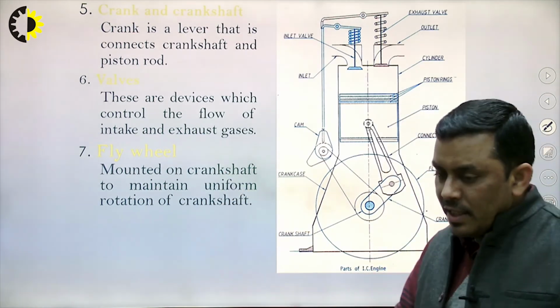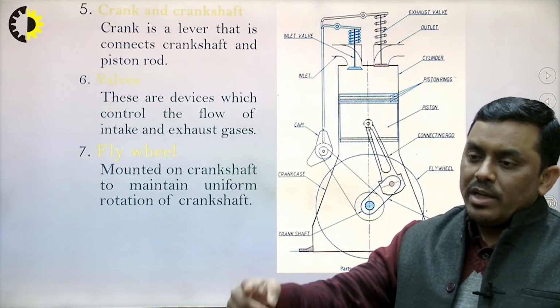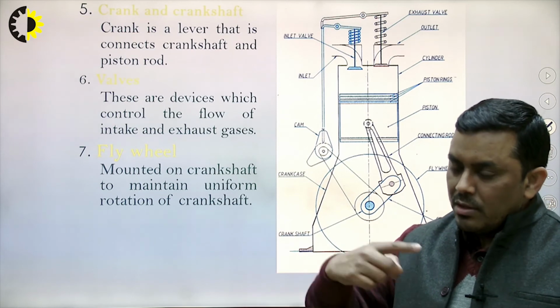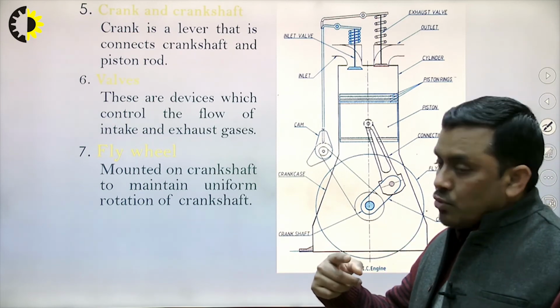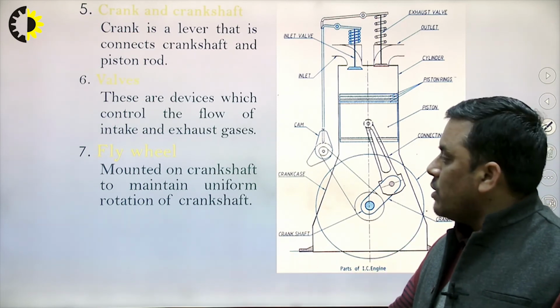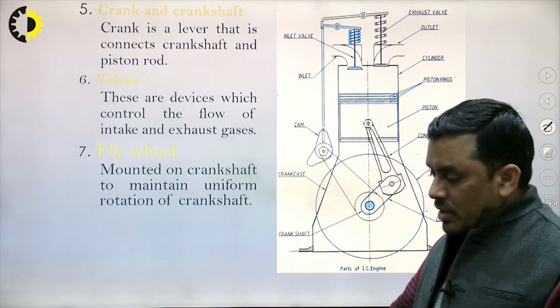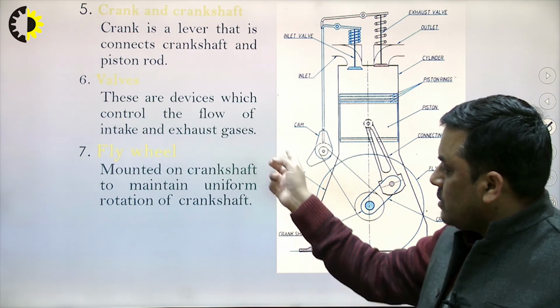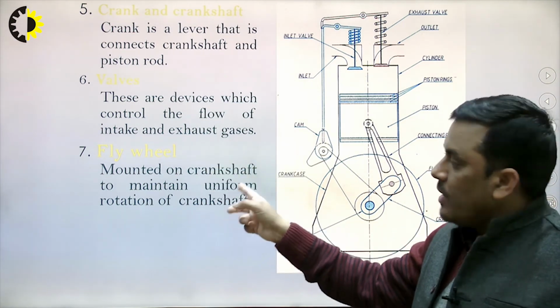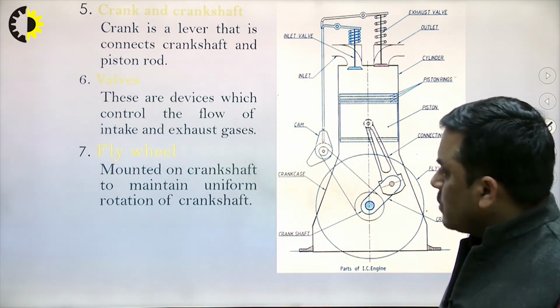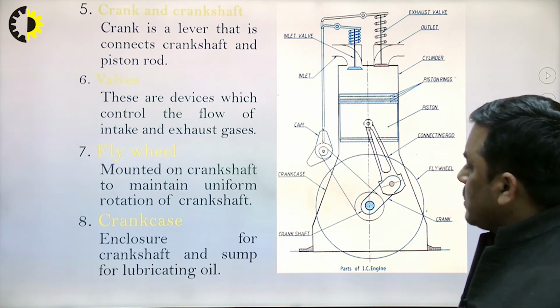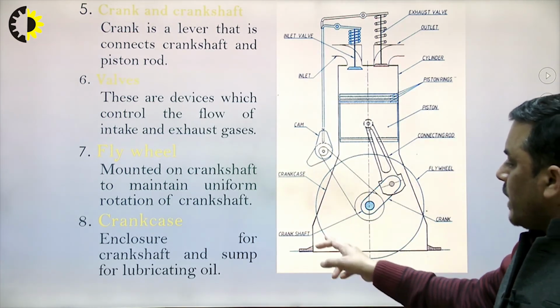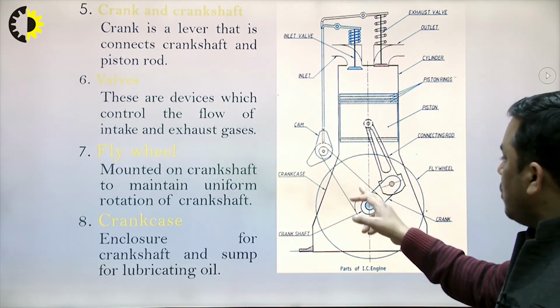Basically, the flywheel is a rim type of arrangement where most of its mass is on its circumference. So it has a greater moment of inertia and the capacity to store the kinetic energy of rotation. That's the way it supplies the energy. Okay, so next is the crankcase, the enclosure for the crankshaft and sump of lubricating oil.